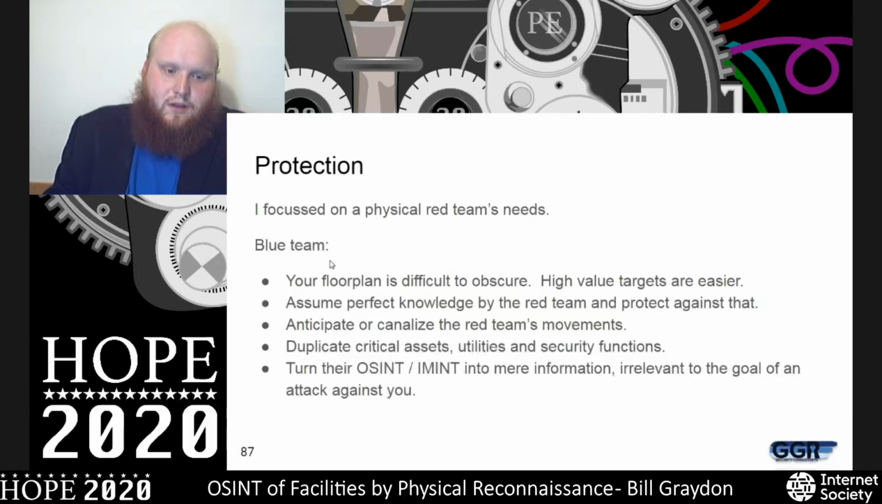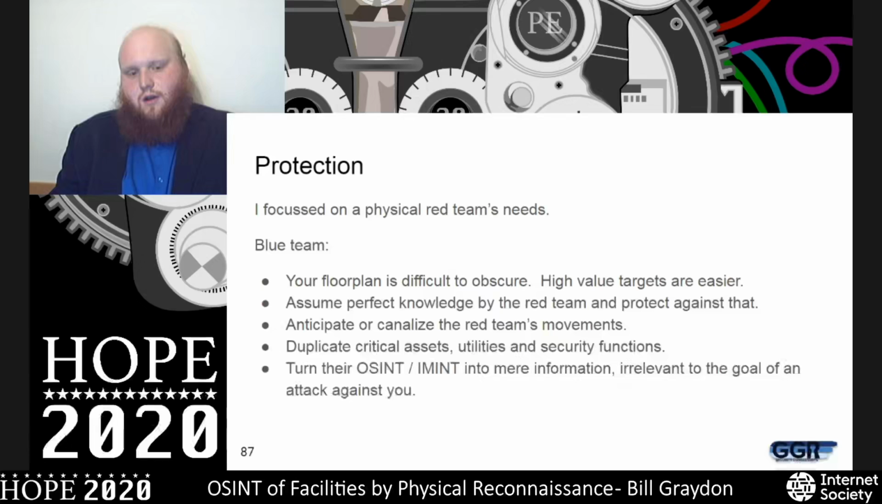So the blue team, what they can do, your floor plan is difficult to obscure. What you can obscure, though, is your high-value targets within the floor plan. You should assume, though, perfect knowledge by the red team of both your layout and the location of your high-value targets, and that is what you should be protecting against. Based on the information that would be available to a red team or to a real threat, you can anticipate their actions based on what they might do with that information, and you can also set up your facility to canalize their actions, to force them to take a single path that you can then more heavily protect.